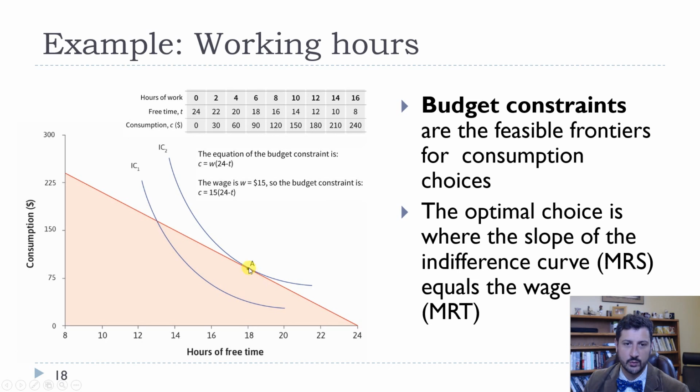And so we want to find the one that's just tangent to the budget constraint and so has a slope of 15. Here, the marginal rate of substitution, that's the slope of the indifference curve, is just equal to the wage, which is the same in this case as the marginal rate of transformation. We're transforming an hour of free time into consumption. We give up the hour of free time, we turn it into an hour of work. That hour of work gives us the wage of 15. We take that $15 and we spend it on consumption, and so that's our marginal rate of transformation.